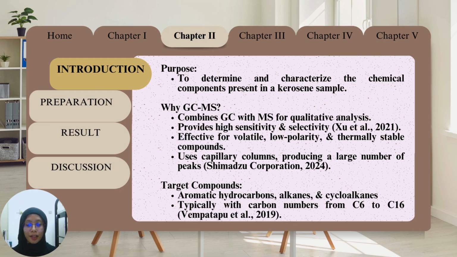Gas chromatography and mass spectrometry (GC-MS) are used to determine and characterize the chemical components present in a kerosene sample. It is also used for qualitative analysis that can provide high sensitivity and selectivity. GC-MS is effective for volatile, low polarity, and thermally stable compounds, and it uses a capillary column that can produce a large number of peaks. Target compounds that can be found in the kerosene sample are aromatic hydrocarbons, alkanes, and cycloalkanes, typically with carbon number from C6 to C16.